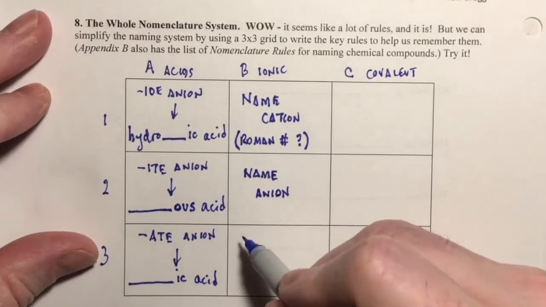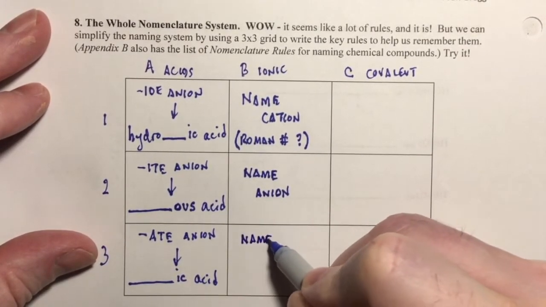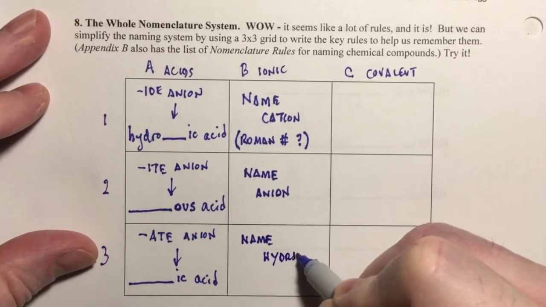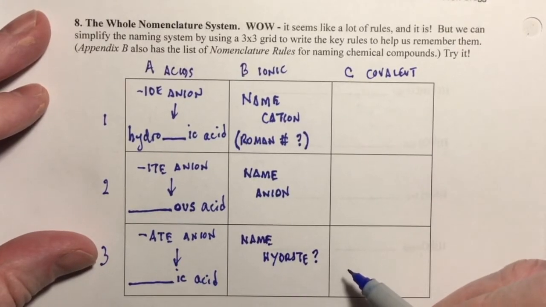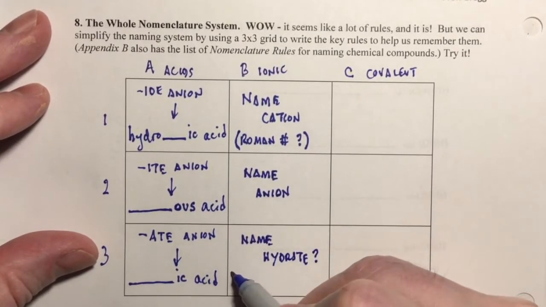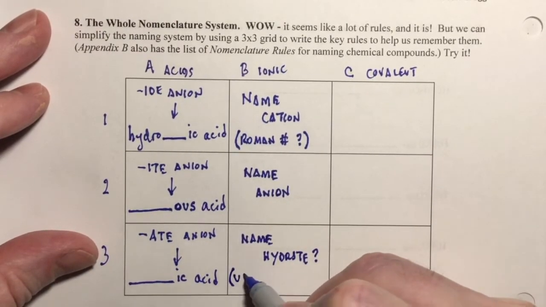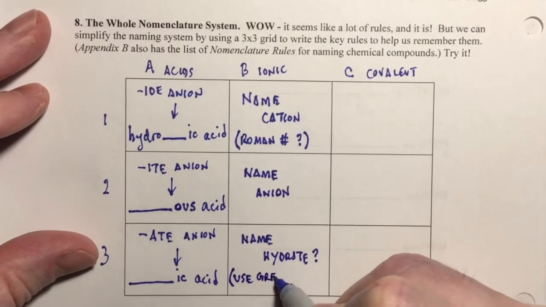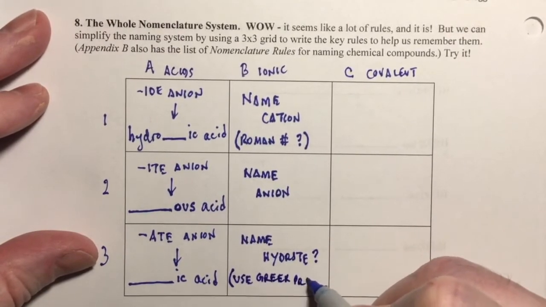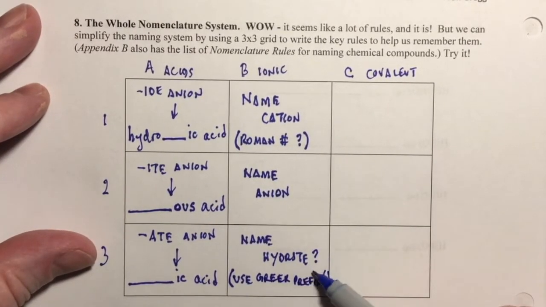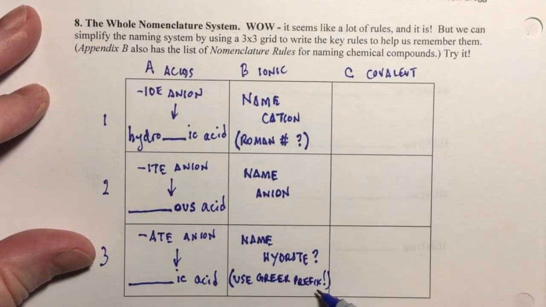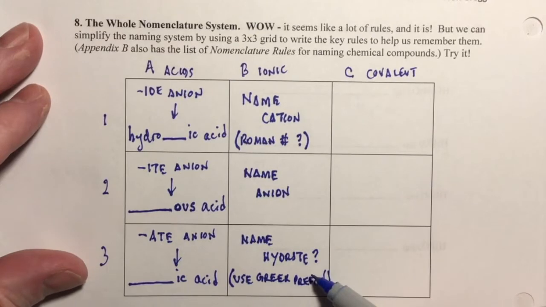And the third rule for ionic compounds is name the hydrate. If it exists, so I'll put a question mark there. Name the hydrate. And if it is a hydrate, then we always use the Greek prefix. So I'll put a little exclamation point there to say, if it's a hydrate, then we always use the Greek prefix. Even for only one water molecule, we would use the mono prefix in that case. And those are the 3 rules for ionic compounds.